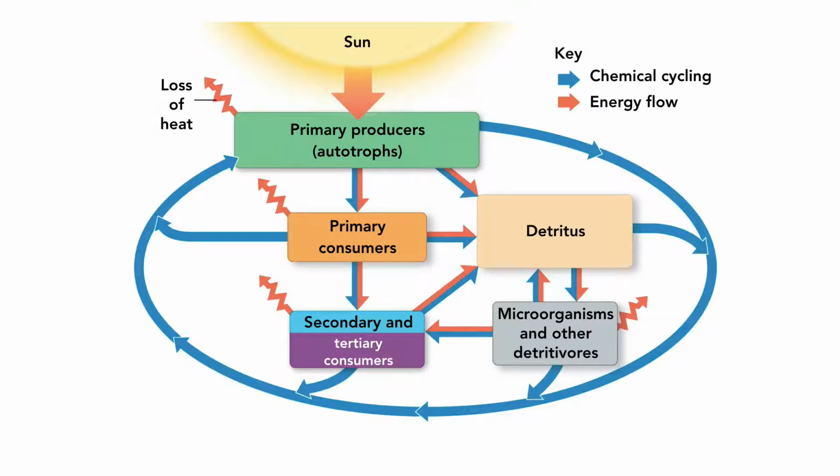some of them also become detritus, and then microorganisms and other detritivores, so things like fungi, will consume that detritus, gain energy from that rotting, non-living organic material, and they'll also help cycle those nutrients. And then the chemicals flow throughout that system. So chemicals flow from primary consumers and secondary consumers and tertiary consumers and microorganisms and detritus back into primary producers.